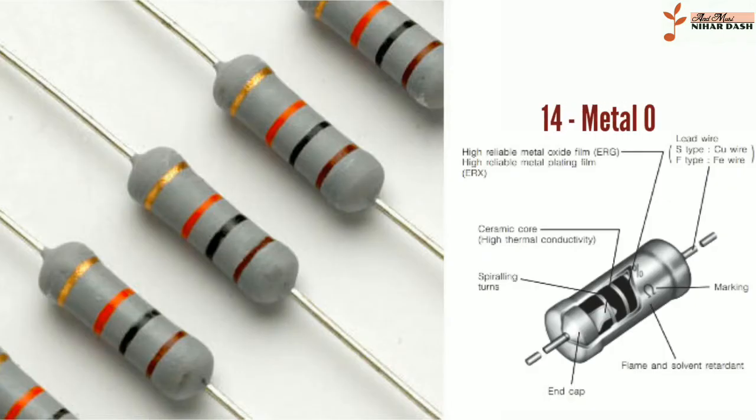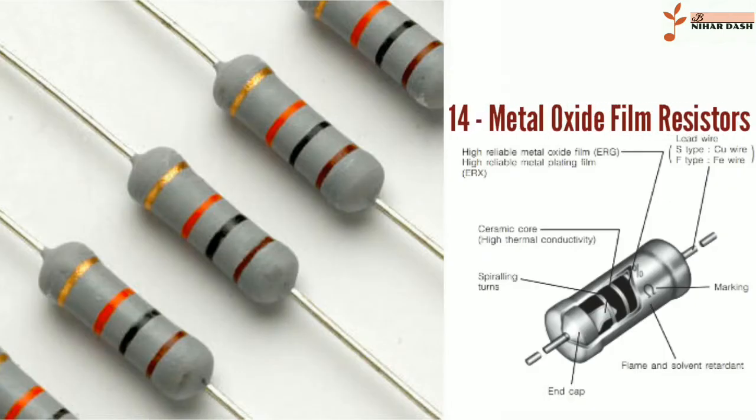14. Metal oxide film. Metal oxide film resistors are made of metal oxides, which results in a higher operating temperature and greater stability and reliability than metal film. They are used in applications with high endurance demands.